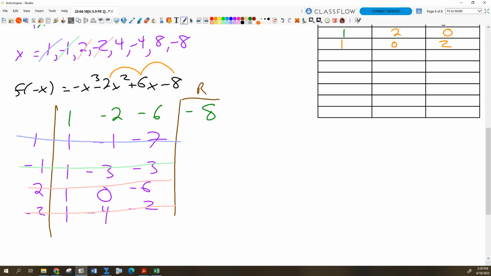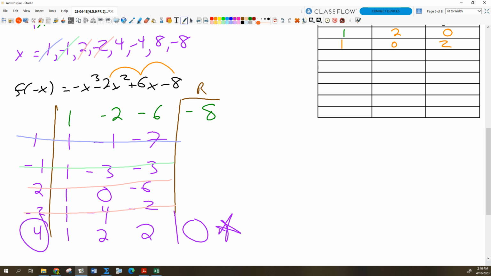Okay, what about 4? Bring the 1 down. 1 times 4 is 4, plus -2 is 2. That's going to work, isn't it? 2 times 4 is 8, plus -6 is 2. 2 times 4 is 8, plus -8 is 0. Right? So there's our winner. Okay, so we know that 4 is a zero.